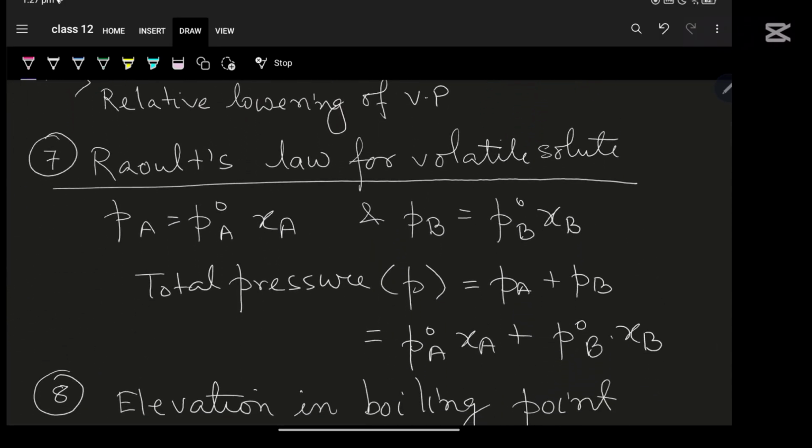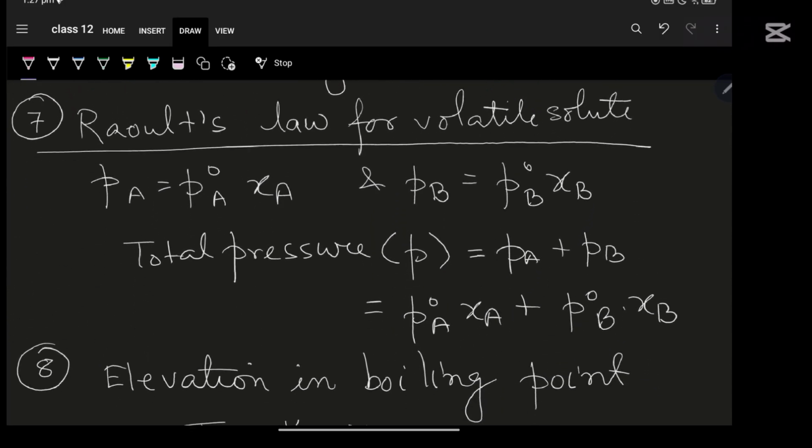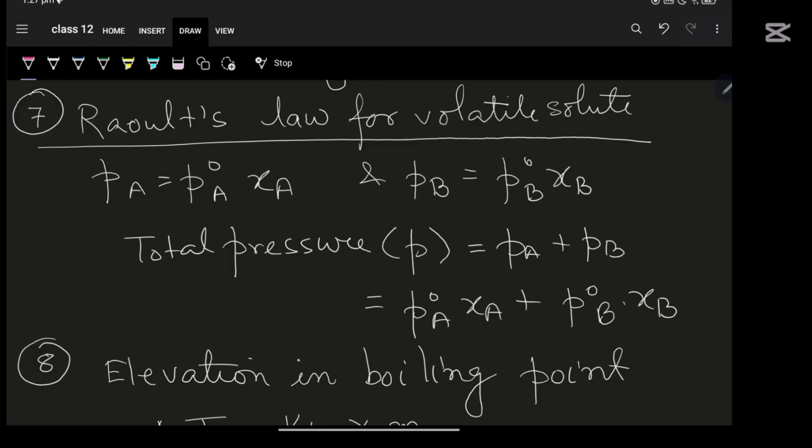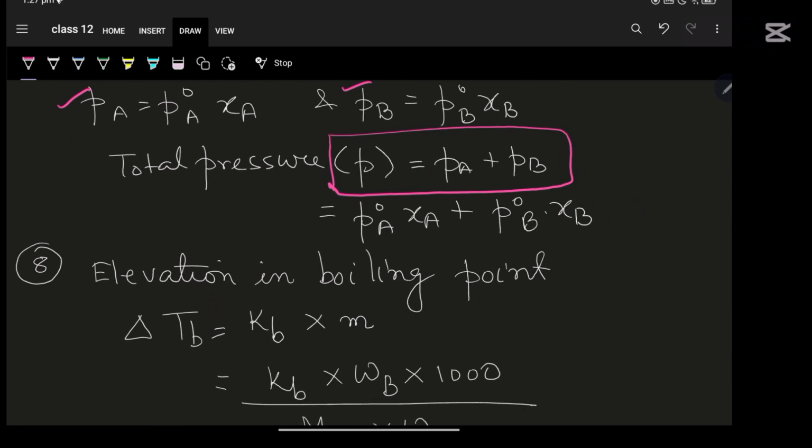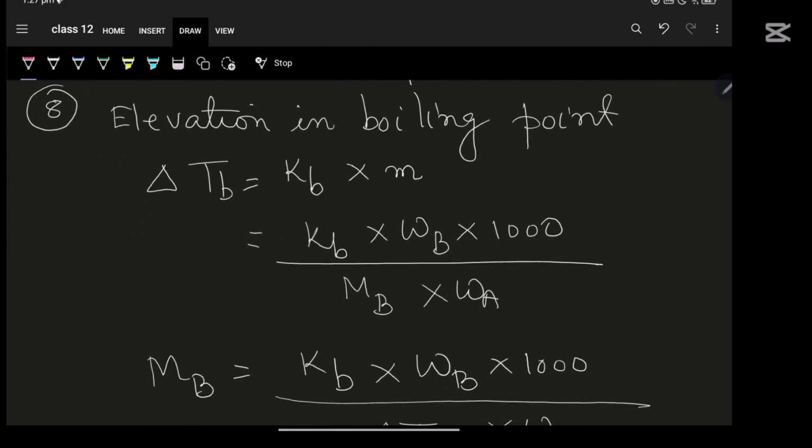Next is Raoult's law for volatile solute. First you have taken non-volatile. Now if I say volatile, that means the vapor pressure is on account of both the components A and B. So PA is equal to P naught A into XA, PB is equal to P naught B into XB, and the total vapor pressure is on account of both the components, and you replace it and get this relation.